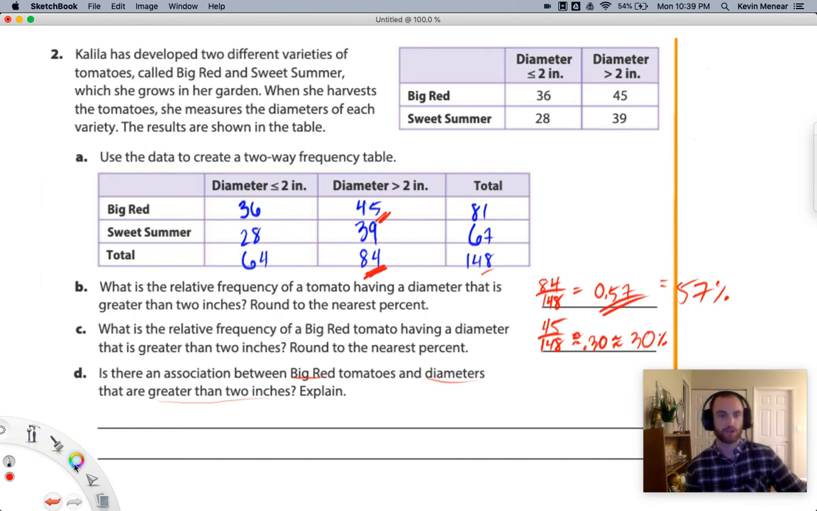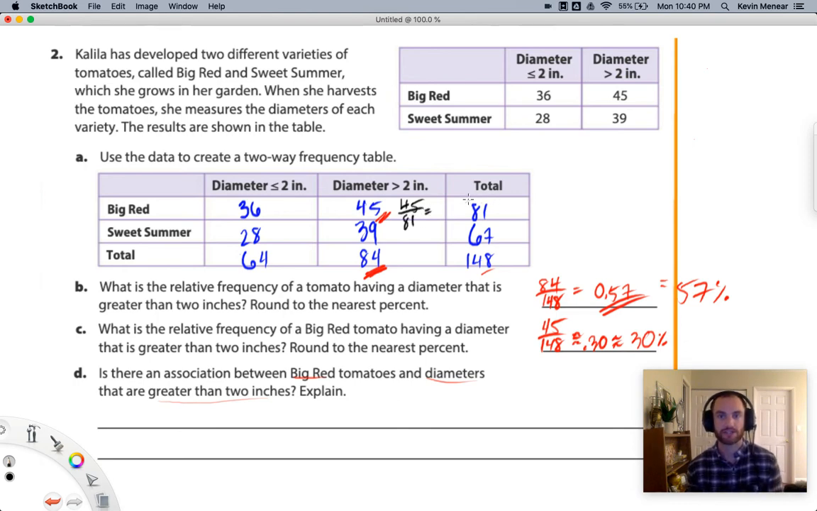Okay, so what this means is I have to figure out, if I know I have a Big Red tomato, what are the chances that I got a Big Red tomato that's got a diameter of greater than 2 inches? Okay, what are the odds? So if I have a Big Red tomato, what are the odds that that tomato has a diameter of greater than 2 inches? Well, it's simple. I just do 45 over 81.